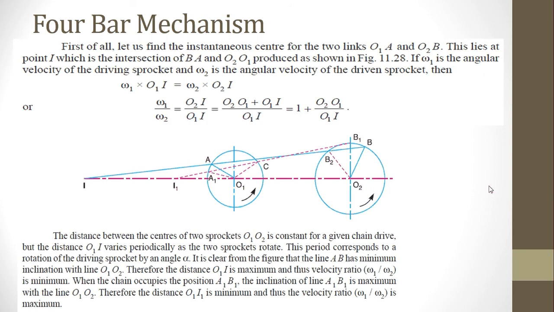Now you can see that the instantaneous center will change with the position of the two sprockets. In this case, when the distance O1I will be minimum, the velocity ratio will be maximum, and the velocity ratio will be minimum if we have the distance O1I maximum. So the generic equation that we will get is omega 1 by omega 2 is equal to 1 plus O2O1 by O1 to the instantaneous center.